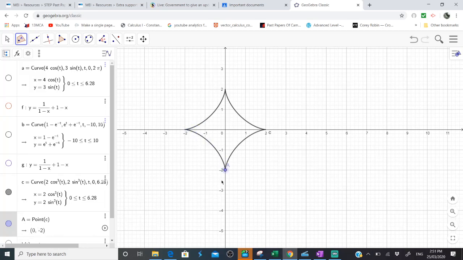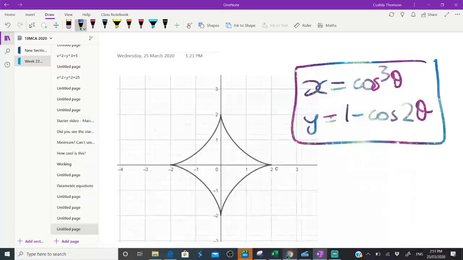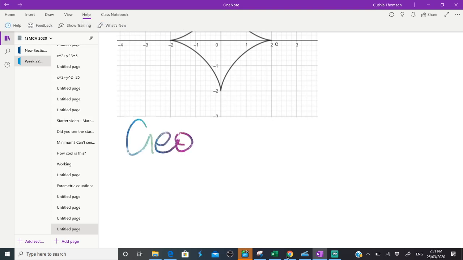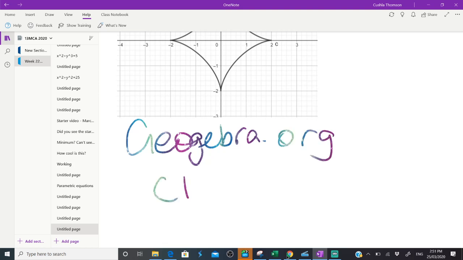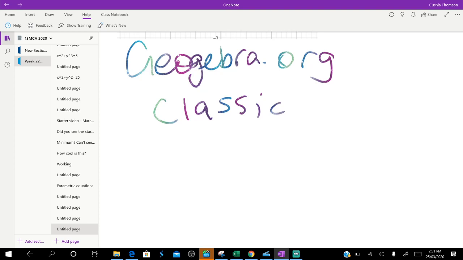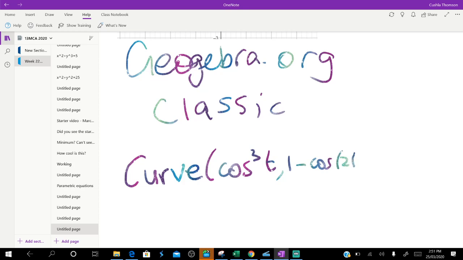So the command that I want you to learn how to use and go into GeoGebra and do, but not now, is this one here. You go to geogebra.org, and then you need to have what's called the classic version of the app. When you've got the classic version, there's a command that goes like this. It's Curve, and then you type in cos cubed t, 1 minus cos 2t, and then you give your parameter, and then you give your values that t varies from.